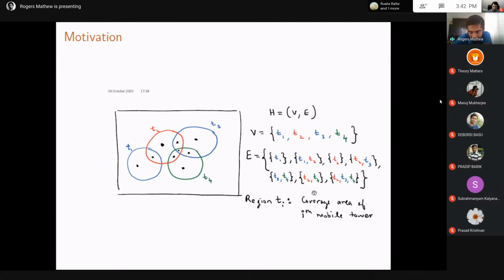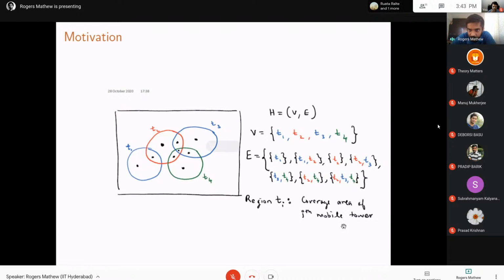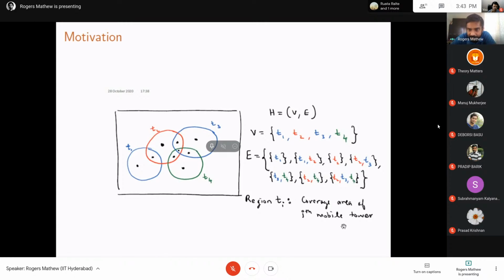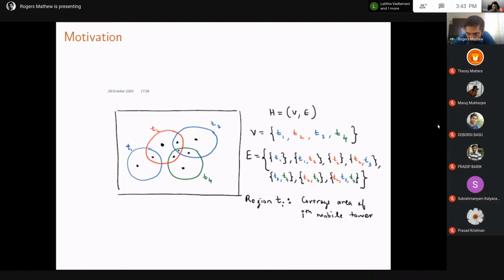So if you look at T2, T3, T4, this point in fact has all three: red, blue, green. So somebody is communicating in a distinct frequency, and that's the requirement here. And our objective is the minimum number of frequencies required to do this. That's what conflict-free coloring is, right?